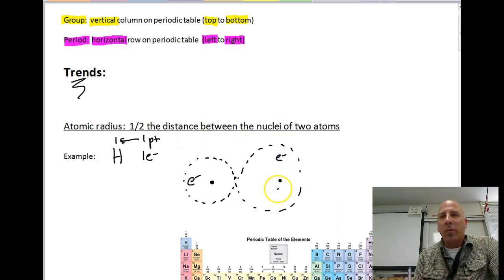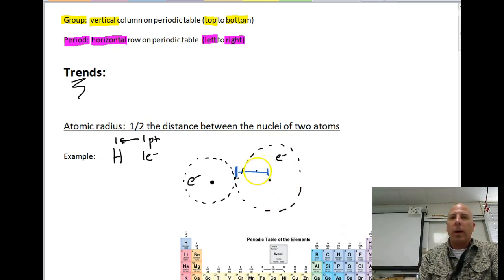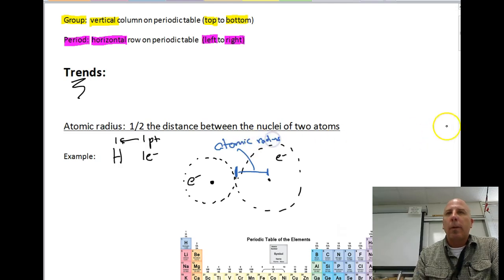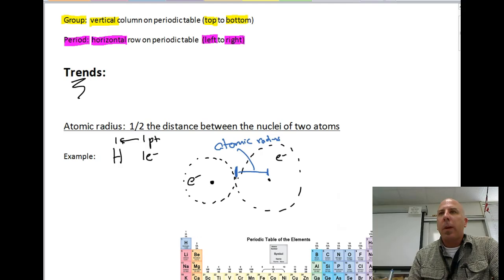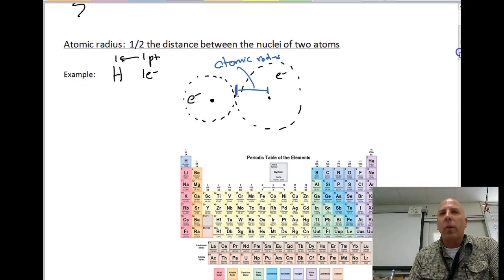This looks like my nucleus is a little bit off on this one, not necessarily perfectly to scale. Let's make the nucleus about right there. So we have our 2 electrons zipping around. So our atomic radius would be 1/2 the distance between the nuclei up here. So there's our atomic radius. Okay, and so let's talk about what the trends are on the periodic table.